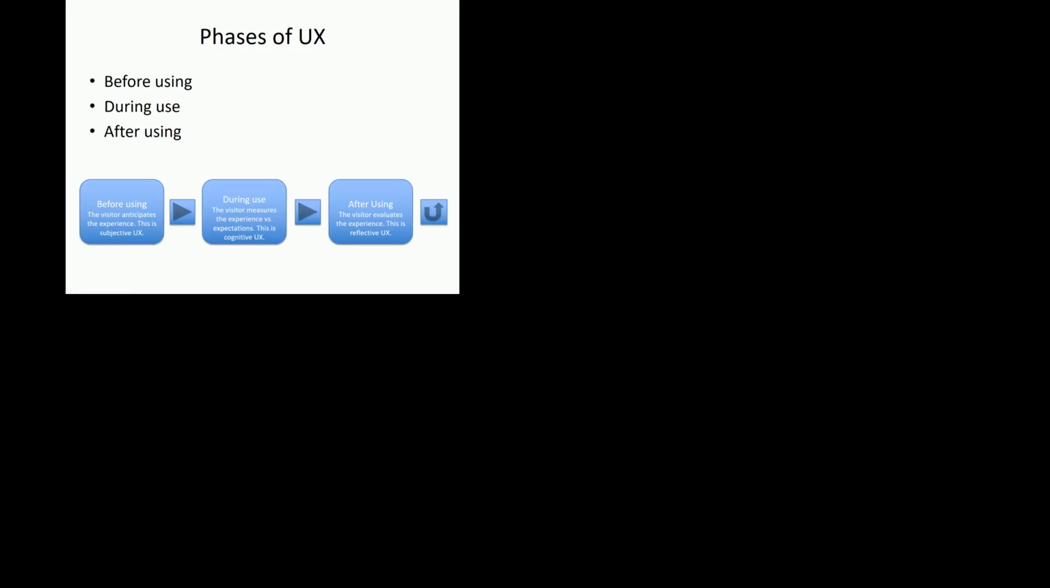So really what they're talking about is the phases of user experience. There's a phase before using, where the visitor anticipates the experience and imagines what it'll be like. This is a subjective user experience. And then there's during use. The visitor measures the experience versus their expectations. This is cognitive user experience. And then finally, there's the evaluation that they do after using it. They evaluate the customer experience. This is reflective UX. And then it's cyclical, so the whole thing would potentially start over.